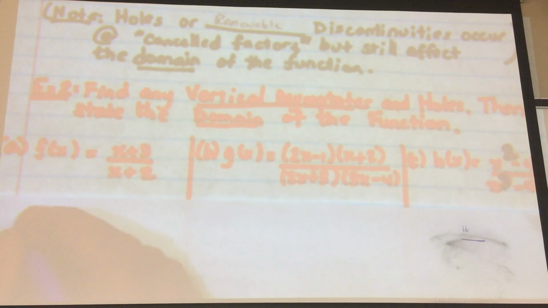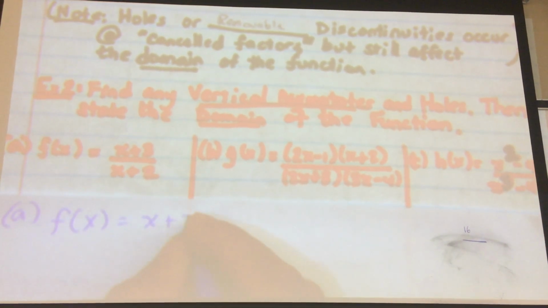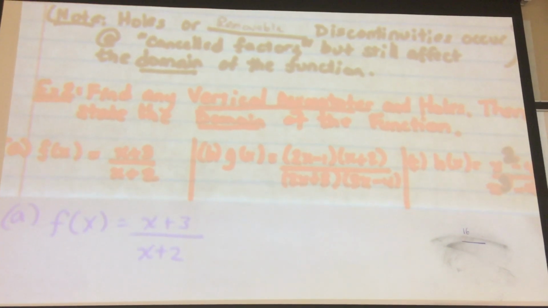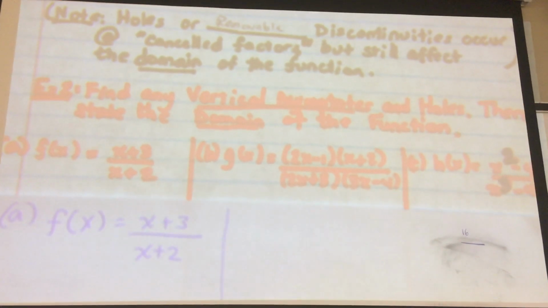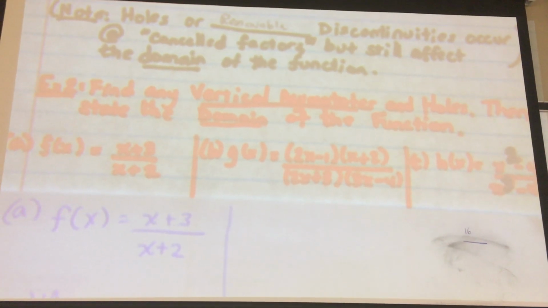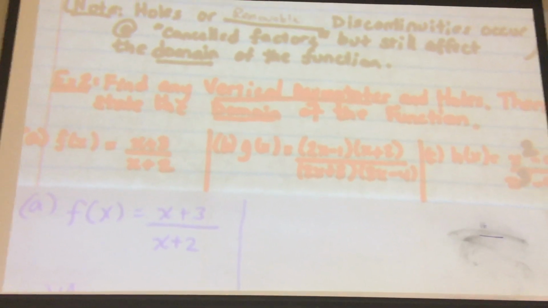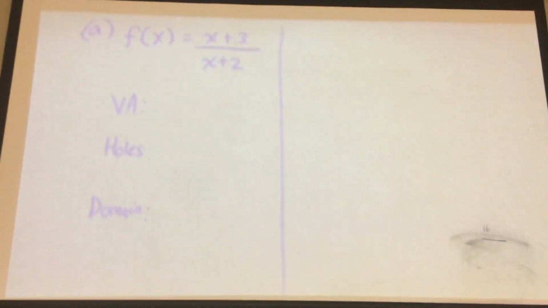I can try to rewrite these because they're pretty awful to look at in that. f of x is equal to (x plus 3) over (x plus 2). And you are tasked with finding vertical asymptotes and holes and the domain. So we want the vertical asymptote, any holes, and the domain. I'll just leave that up for right now. That's enough for you to look at.